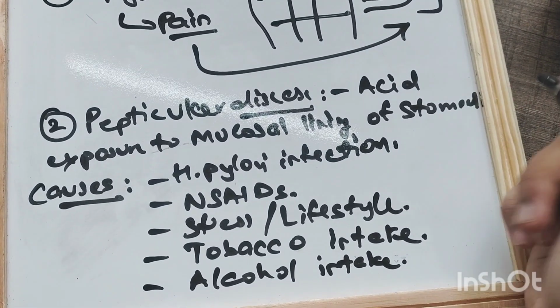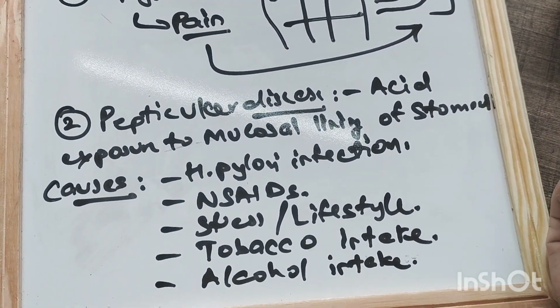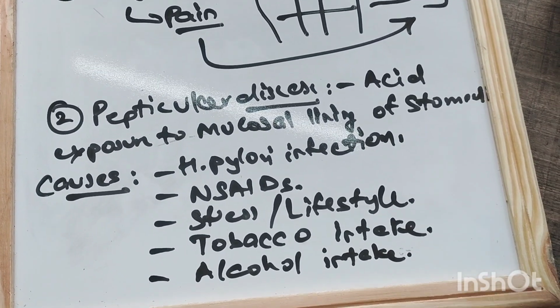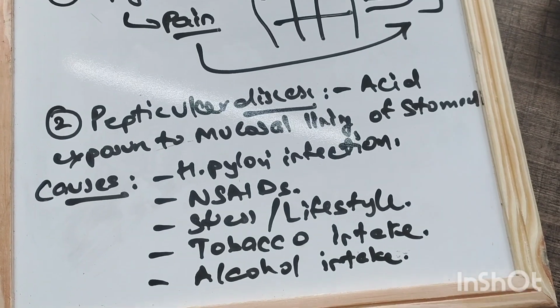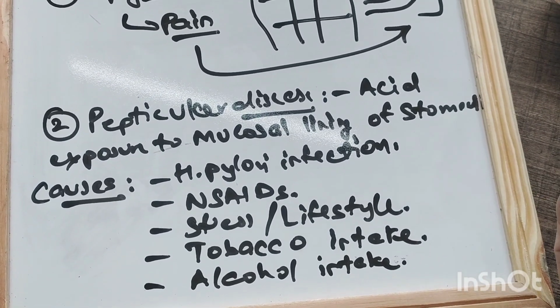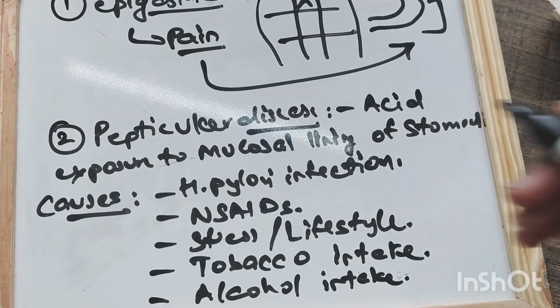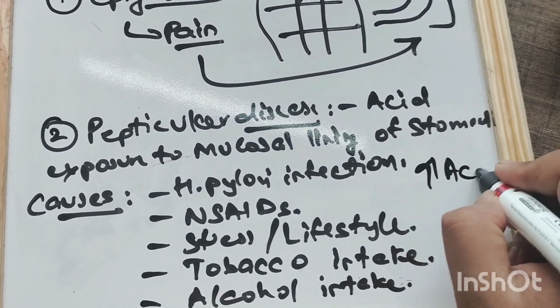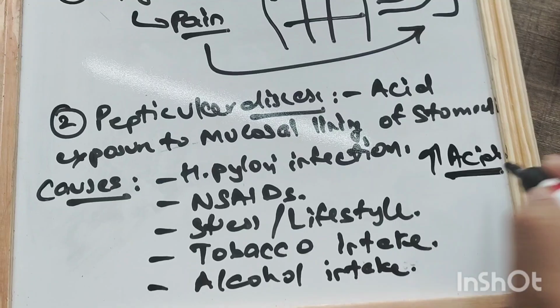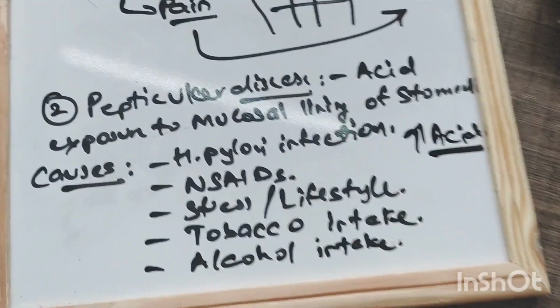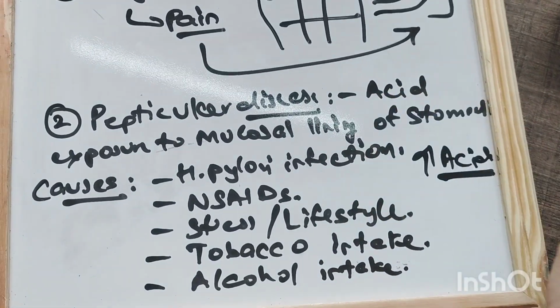Peptic ulcer disease is basically caused due to acid exposure to the mucosal lining of the stomach. It causes inflammation to the area of the exposed mucosal lining of the stomach. Due to increased acidity, you must have heard this word a lot, increased acidity will cause peptic ulcer disease.